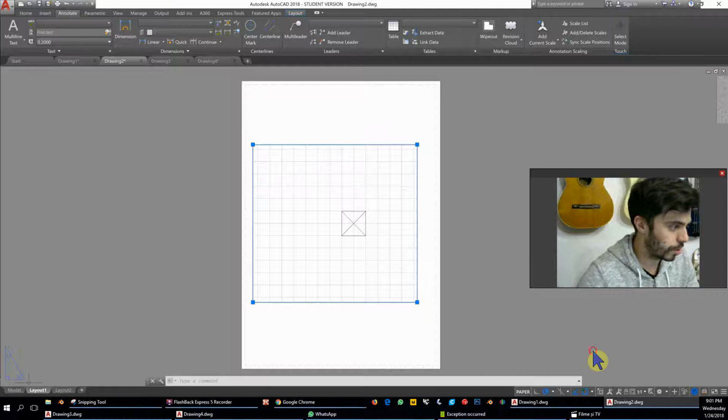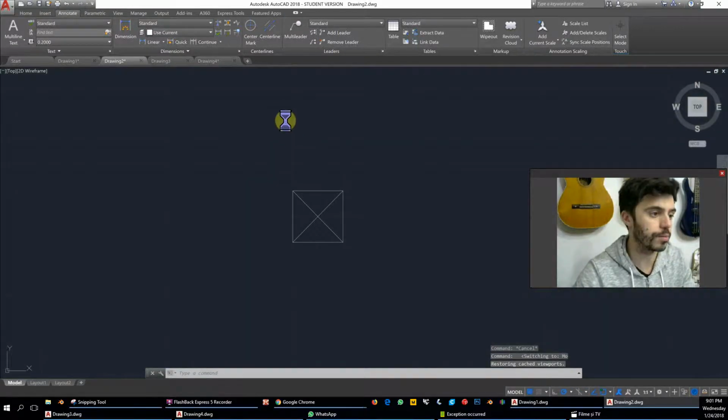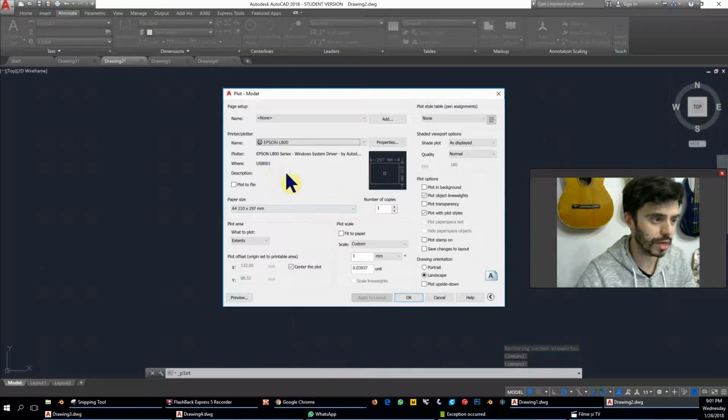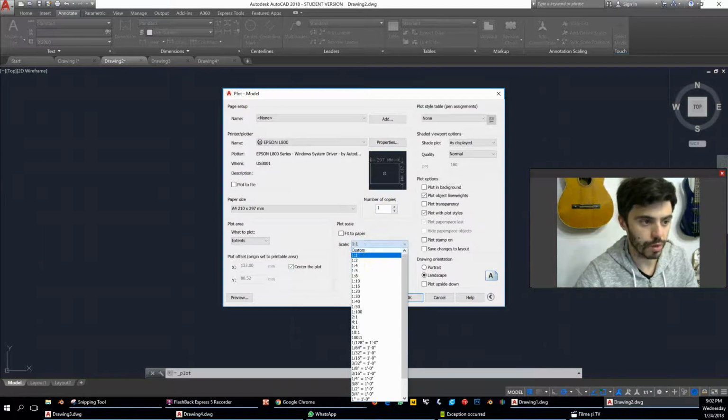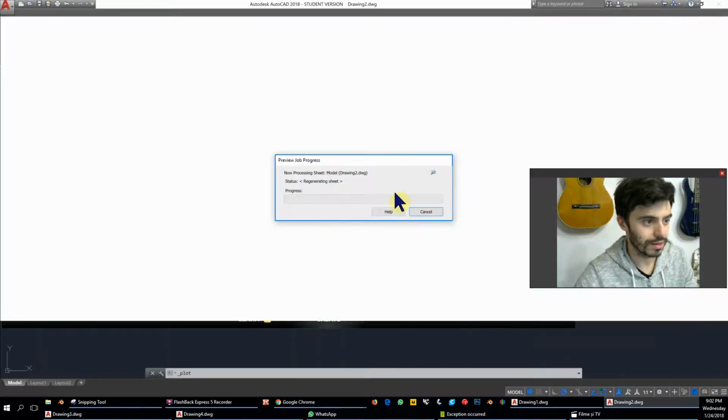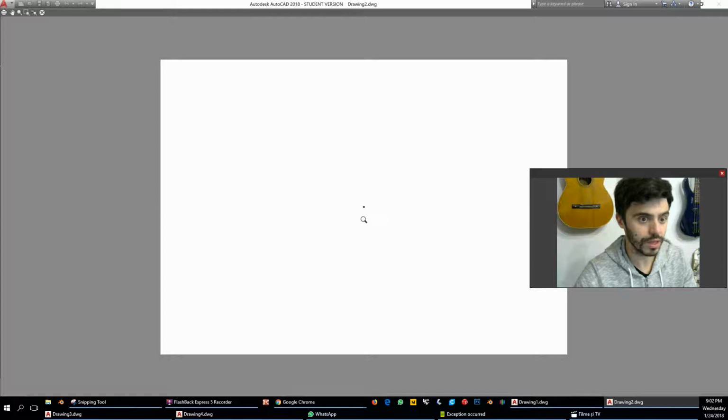Then if I go to model space and click print, again I have an A4 setting, and if I want to print that square, I have the scale 1:1. I get a 1 by 1 millimeter square. And again, I don't know why there is this difference.